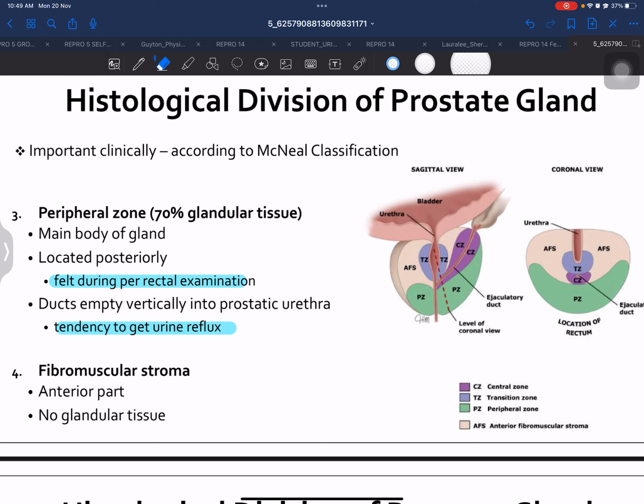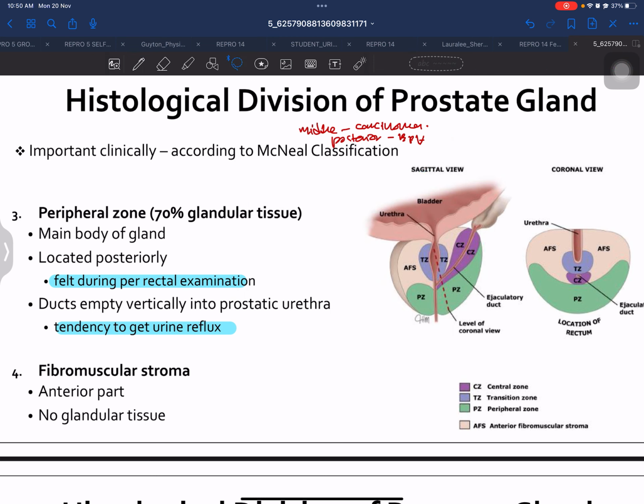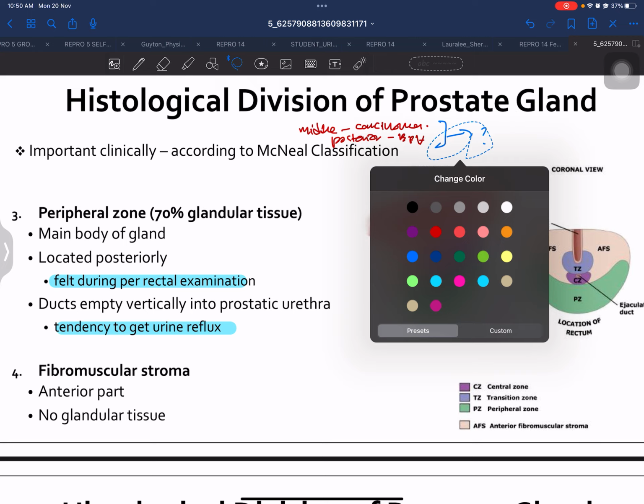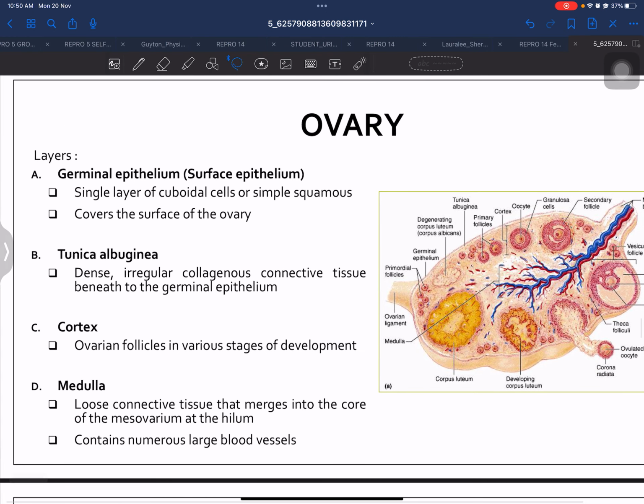For female, we have the ovary, uterine tubes, uterus, cervix, and vagina. Ovary: we call it germinal epithelium. Just now it was seminiferous tubule, seminiferous epithelium. For the ovary we call it germinal epithelium. It has a single layer of cuboidal cells covering the ovaries. Then we have the tunica albuginea, covering the ovaries.